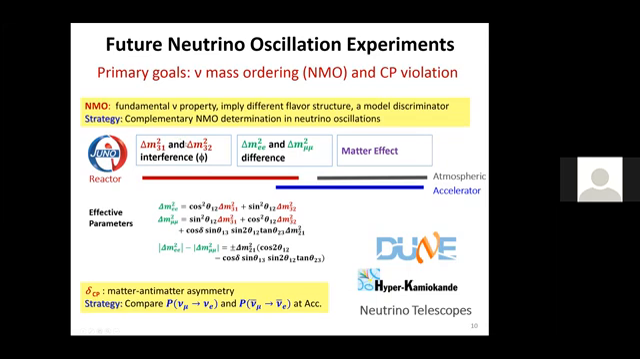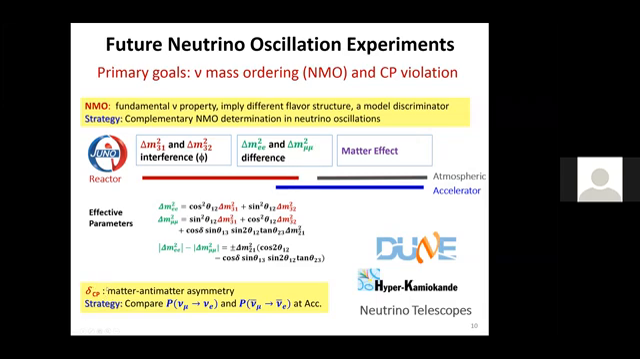Now we have complementary ways to determine neutrino mass ordering. Reactor neutrino experiments like JUNO can give a clean measurement utilizing the interference of these two oscillations. As for the atmospheric neutrino and the accelerator experiments, the Earth's matter effect dominates their intrinsic sensitivity. But in addition, both of them can also extract the vacuum oscillation parameters, approximately referred to as this delta m squared mu mu. And this parameter is different from the delta m squared ee from the reactor channel. So the difference will bring additional sensitivity to the neutrino mass ordering.